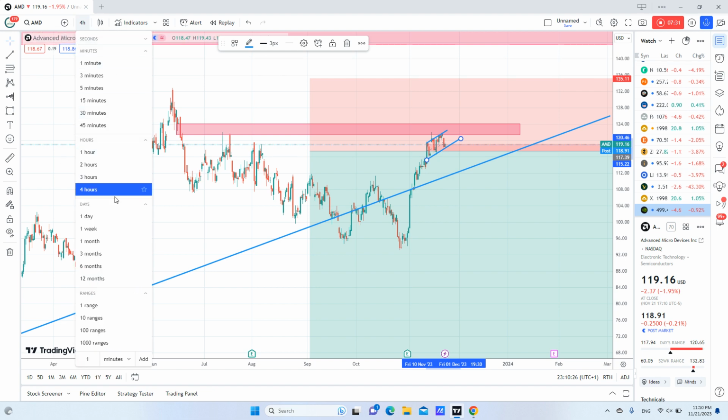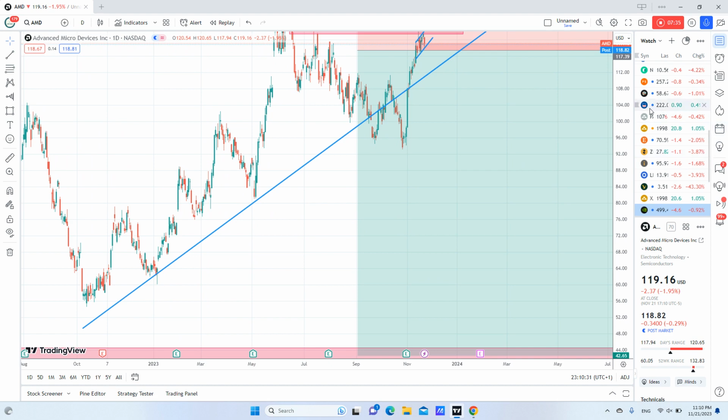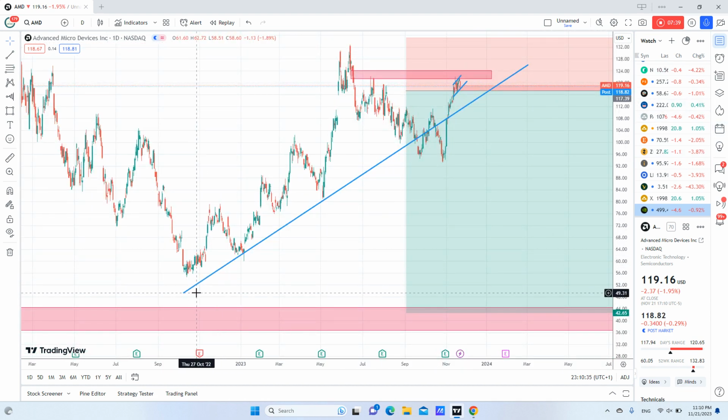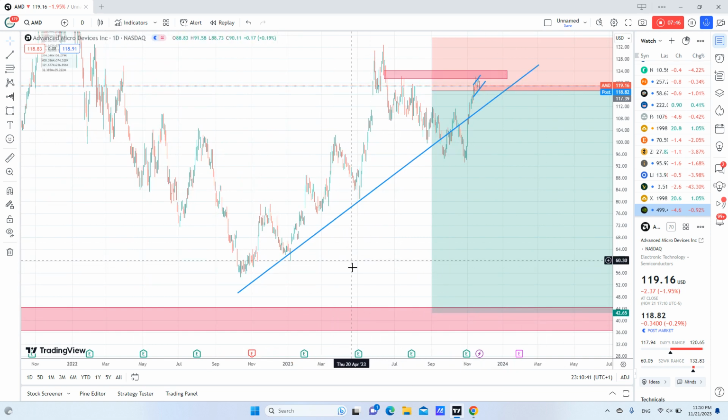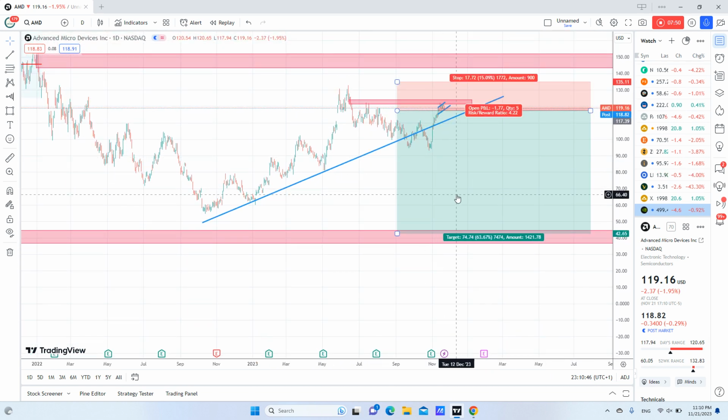And our target, as I said before and discussed in the previous video, I think we're going maybe a little bit down, but I won't be expecting it to go to these extreme levels. I don't think that AMD will go to 40, but I think it will go down a little bit.